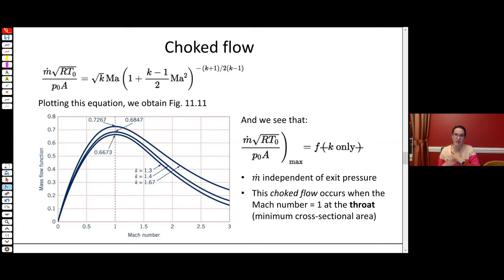Only k, it doesn't depend on, you know, the exit pressure, the pressure difference between the entrance and the exit. In fact, you can drop the exit pressure, continue to drop it, have a larger and larger delta P across the nozzle, and it won't increase the mass flow rate anymore. And this phenomenon is called choked flow. And it occurs when the Mach number at the throat, that minimum cross-sectional area in your nozzle, is 1.